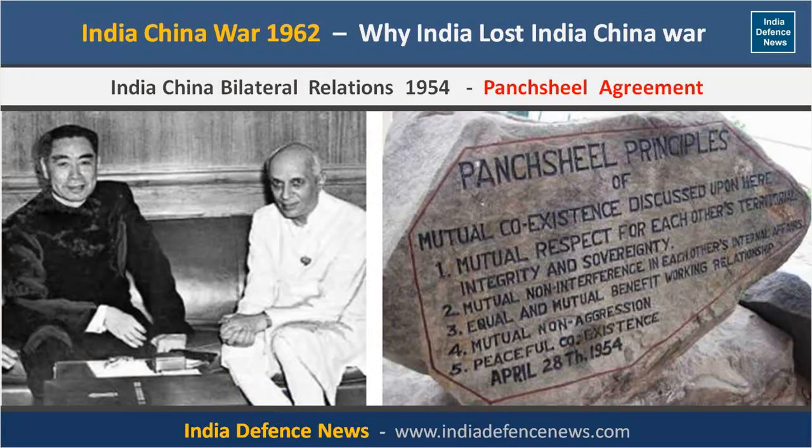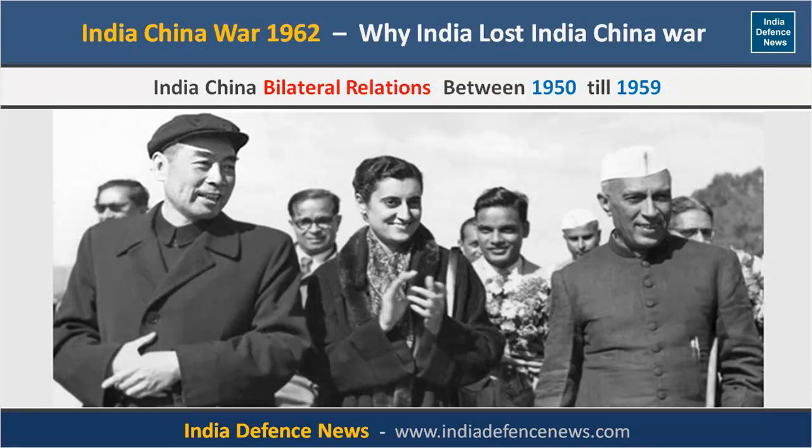These 5 principles of the Panchsheel Agreement are: 1. Mutual respect for each other's territorial integrity and sovereignty. 2. Mutual non-aggression. 3. Mutual non-interference in each other's internal affairs. 4. Equality and cooperation for mutual benefit. And finally, 5. Peaceful coexistence. The Indian Prime Minister Jawaharlal Nehru always had the best intentions for China, and he had once said, if these principles were recognized in the mutual relations of all countries, then indeed there would hardly be any conflict, and certainly no war.